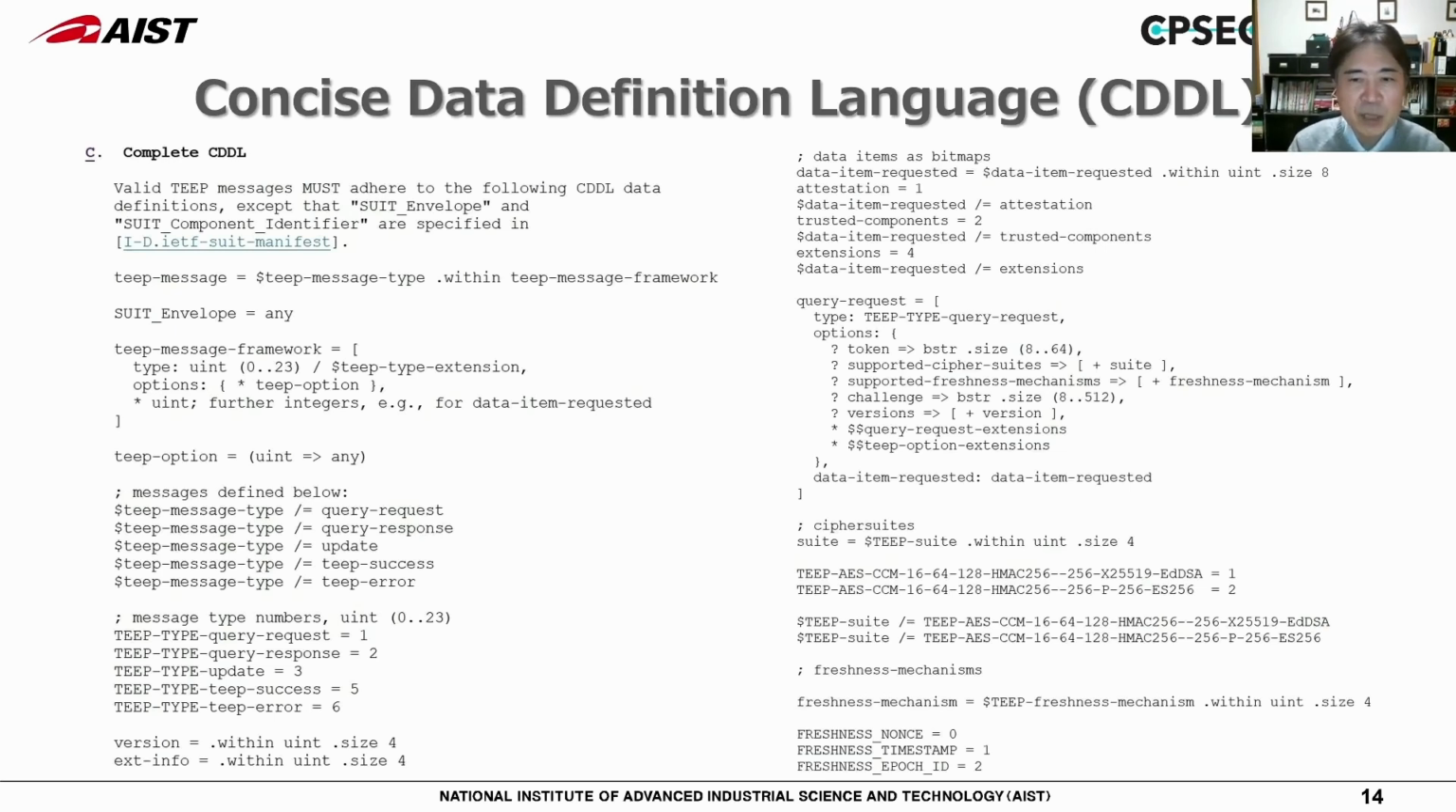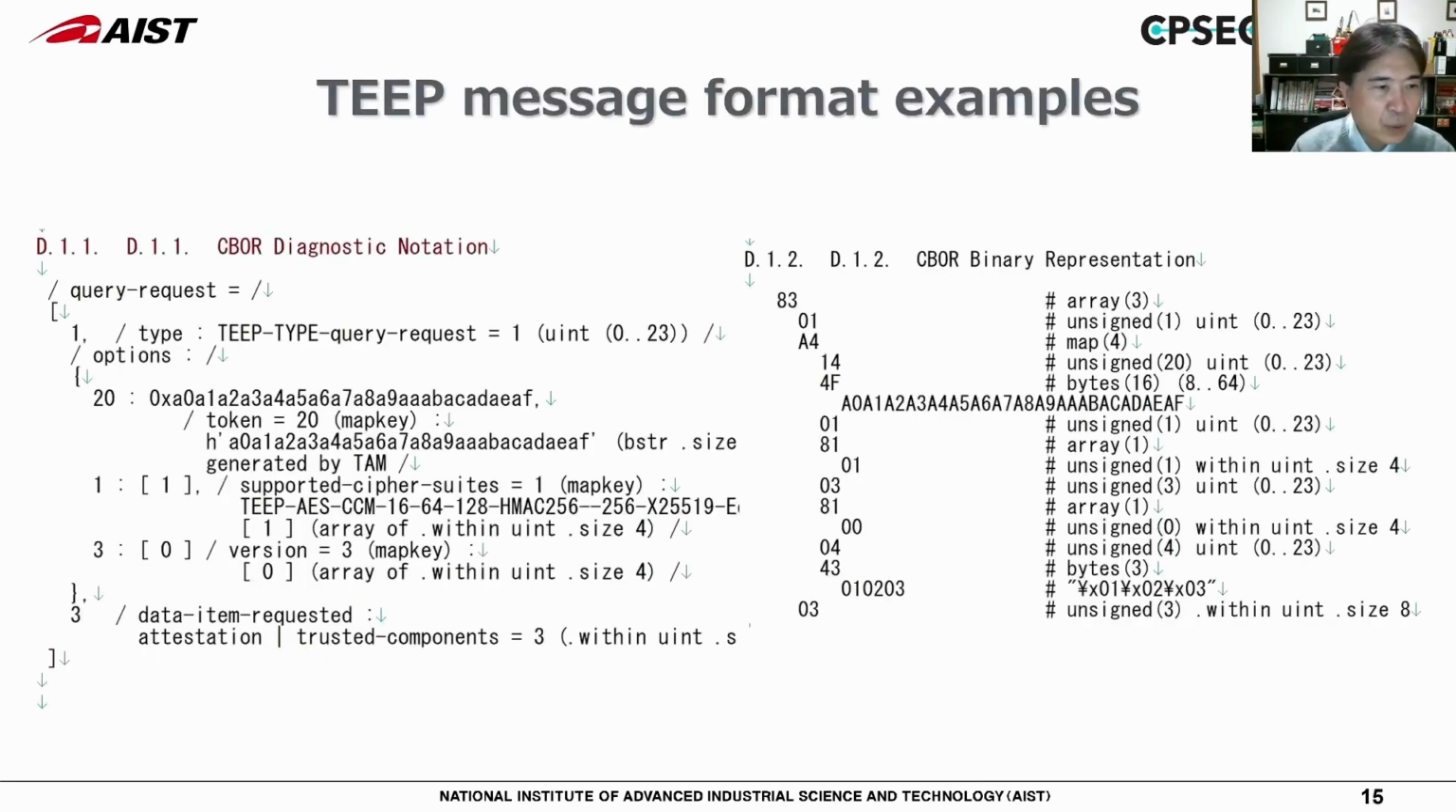If I go a little bit into explaining the CDDL, in the middle on the right side it says query request. It's defining, as an array or struct, what kind of members it will contain and what size they should be. If you want to make a query request in the CBOR text format, it will be on the left side. In the real world, you need to convert it to binary, and the binary is exchanged between the TAM and devices.